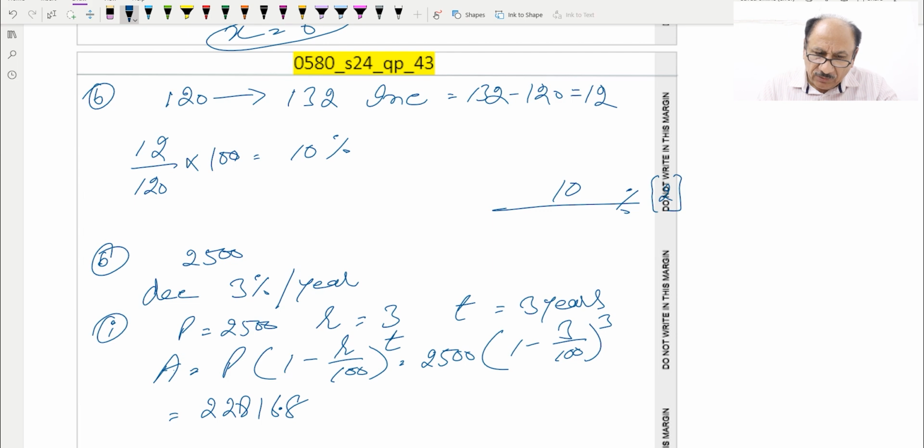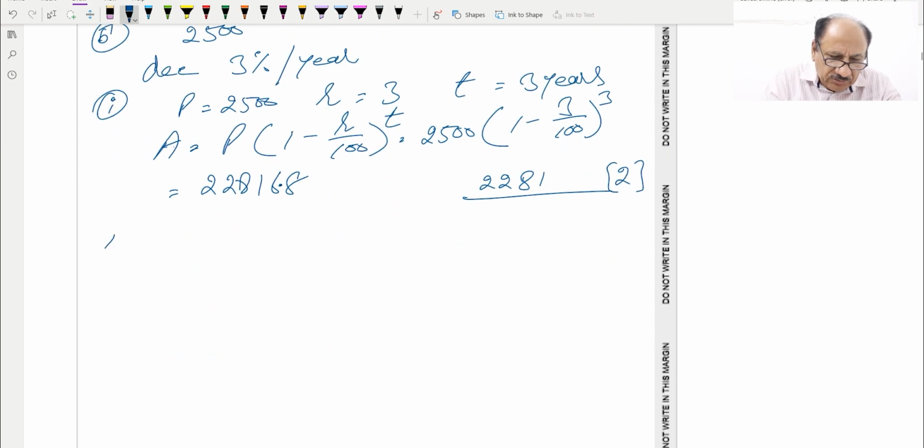So they are asking to calculate the population at the end of the third year. So we will not take the decimal value because people are always in whole numbers. So 2,281, we cannot take 0.68. So this is the answer, and this is for 2 marks. Hopefully you understood this.